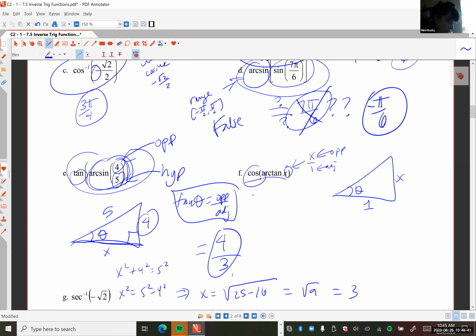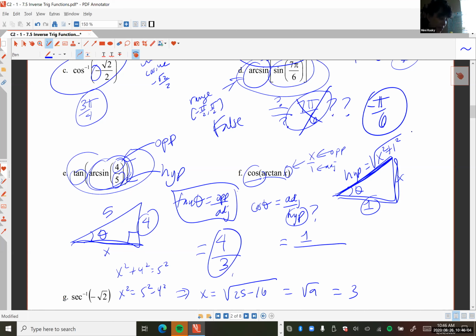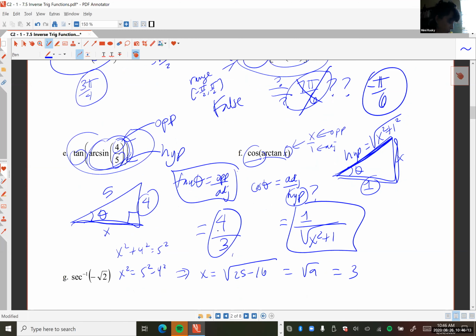And cosine of this angle has to be adjacent over hypotenuse. Good news, I have half the answer. I already know what the adjacent side length is. What's this hypotenuse? Are you able to find the length of this hypotenuse if you're given the lengths of the other legs? Sure you are. This hypotenuse is going to be the square root of the sum of the squares of the legs. Final answer? 1 over the square root of x squared plus 1.